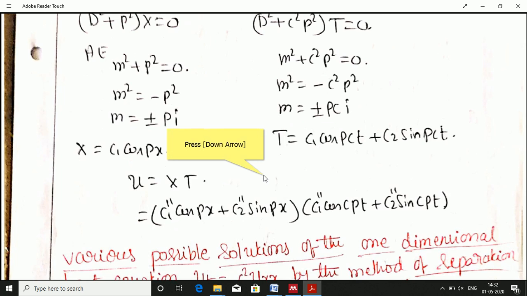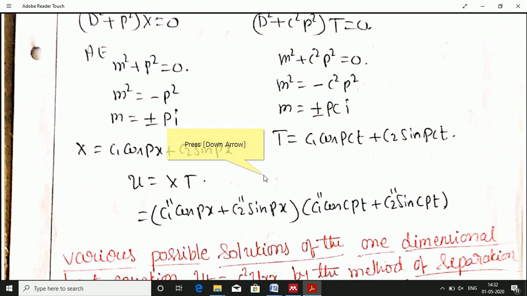Substitute the values so that it will be (c1 double dash cos px + c2 double dash sin px) times (c1 double dash cos pct + c2 double dash sin pct), which is the solution for the wave equation when k is negative. These are the various possible solutions of the wave equation by the separation of variables method.